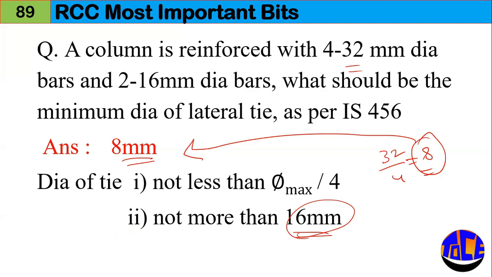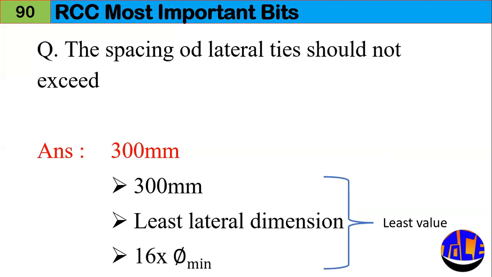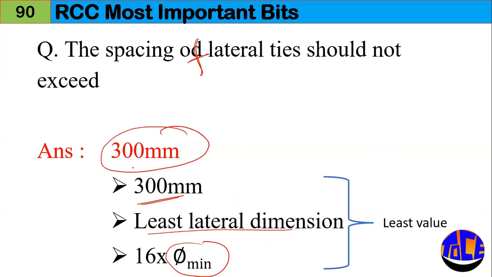Next, question number 90. The spacing of lateral ties should not exceed 300 mm, or the least lateral dimension of the given column, or 16 times the minimum diameter. Since here he has not provided the lateral dimension of the column or the minimum diameter of the bar used, the answer will directly be 300 mm. So the spacing of lateral ties should not exceed 300 mm.